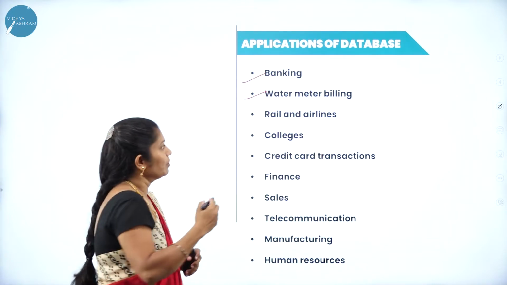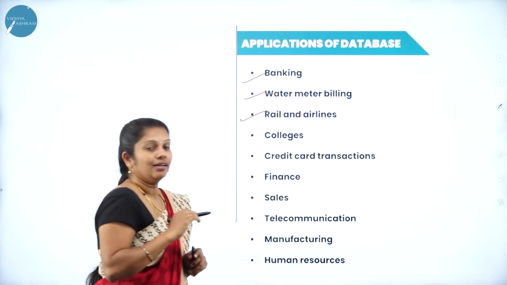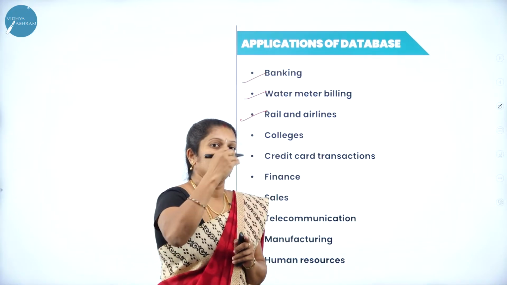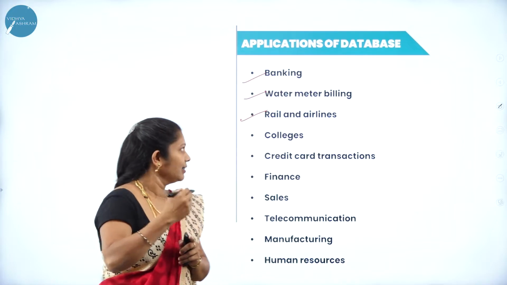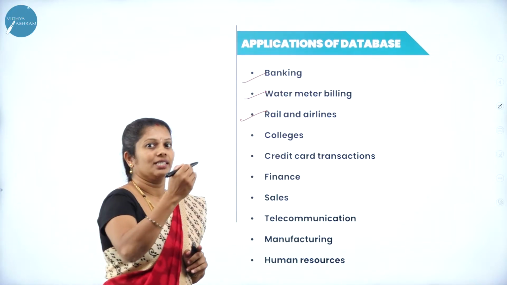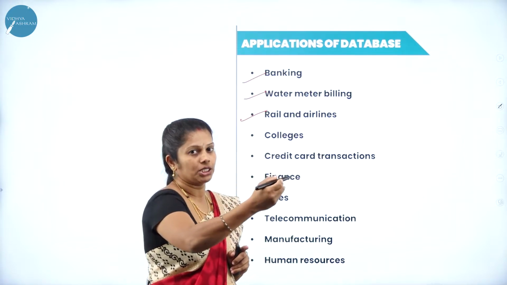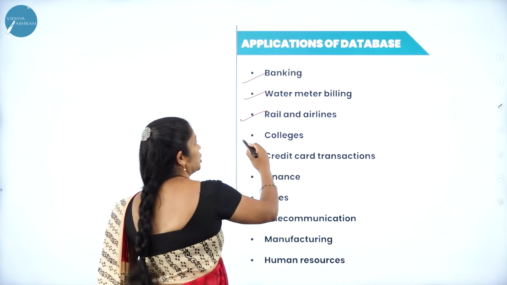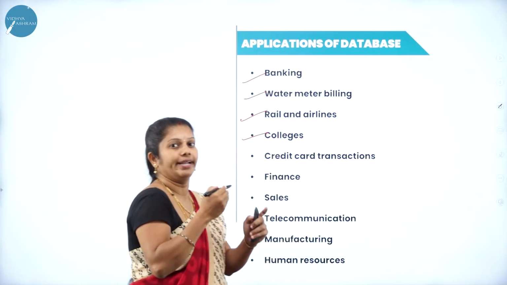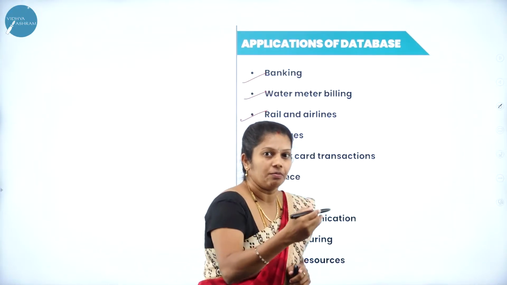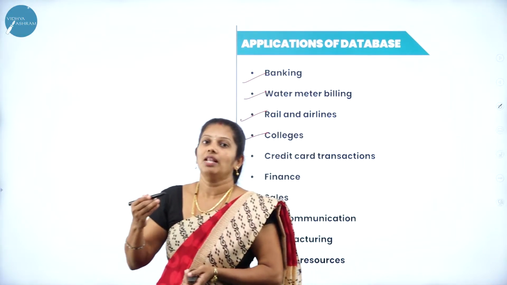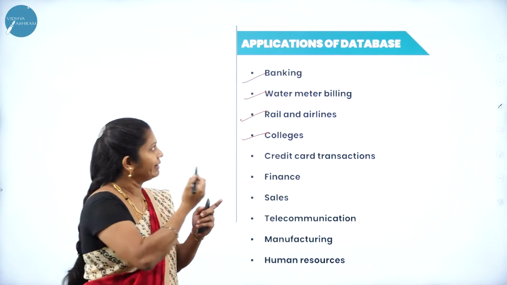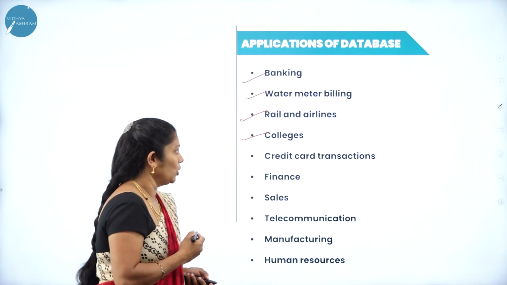Then in rail and airlines, there also they maintain all the information, such as which train is running now and when it will depart. In the same way for airlines, which flight we have and when it will depart, all the information is stored in database format only. It is also used in colleges, for example, a student database. There they maintain student information, faculty information, as well as salary information regarding the employees. All of that is maintained in a database.